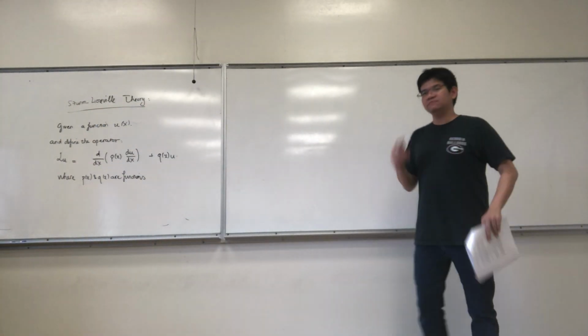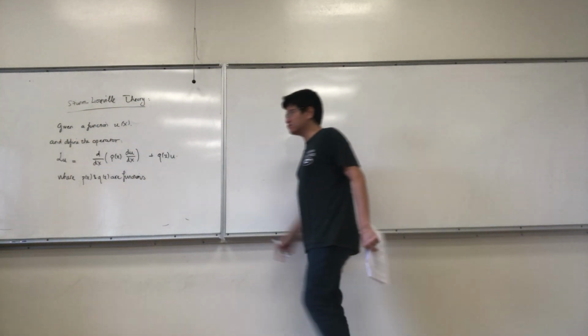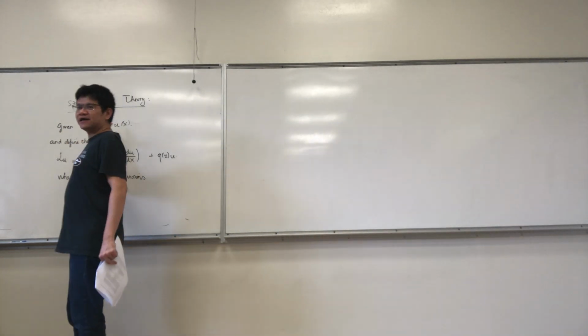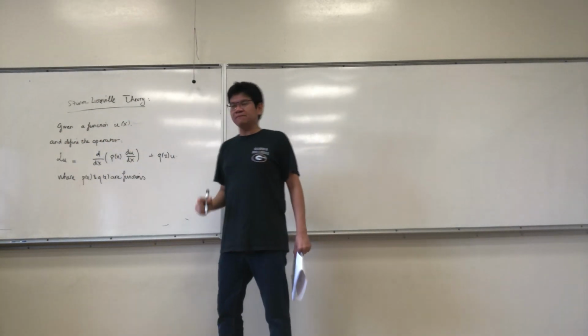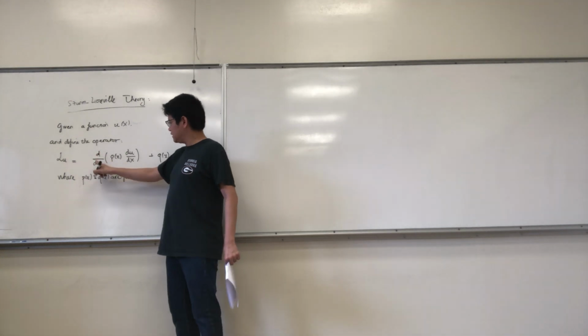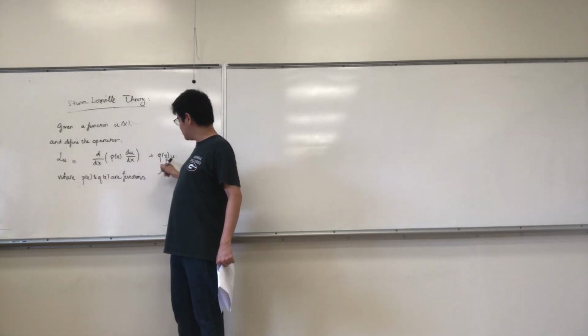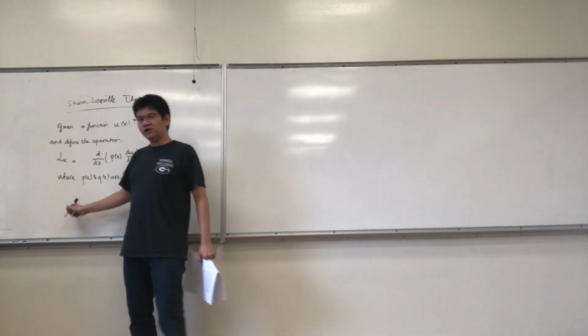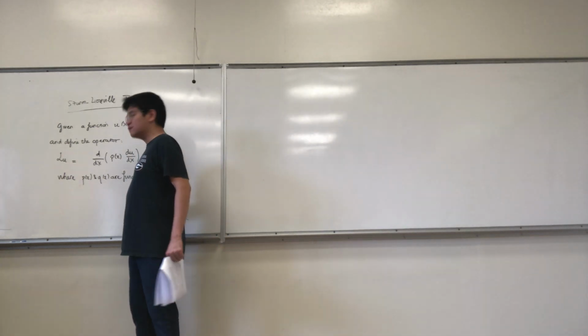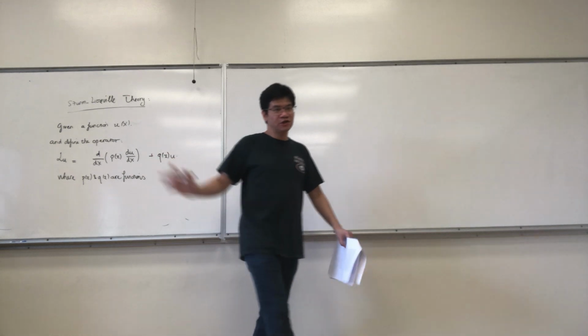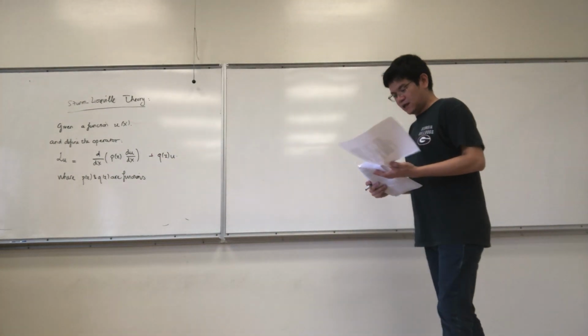Right. So in the Sturm-Liouville theory, I give you a function u. Now I define the operator d over dx of p du over dx plus q(x) u, in which p and q are functions. All right. So this is the general form of the operator.